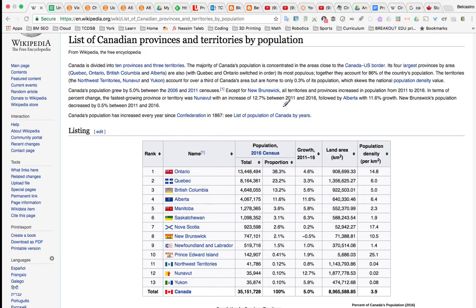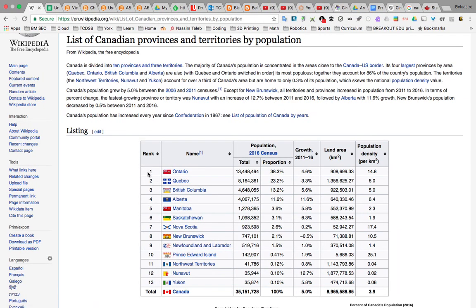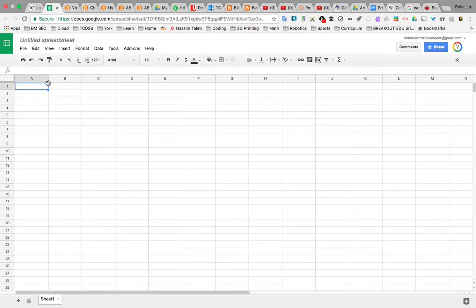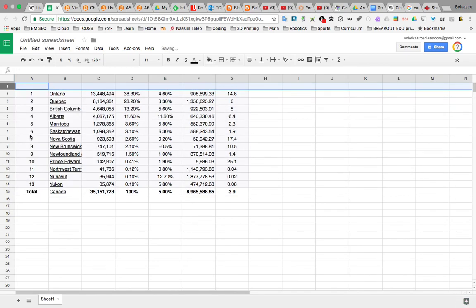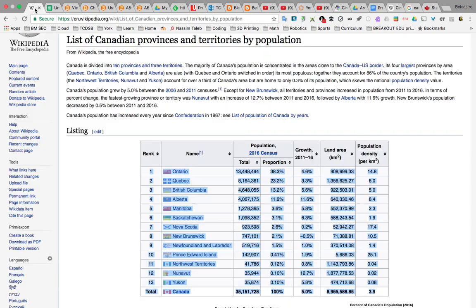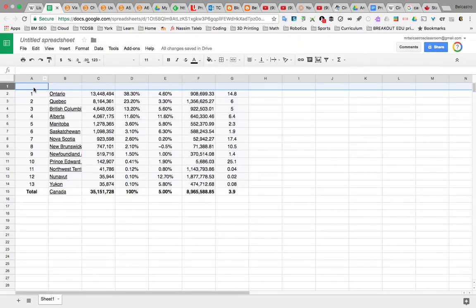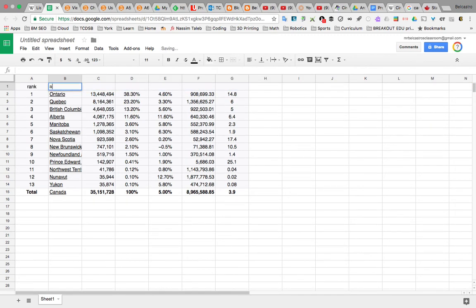So I'm going to slide over here, and I have a list of Canadian provinces and territories by population. We're going to copy it all. That's the total population of Canada. And we're going to put it into a spreadsheet here, which will help us take this information quicker. Let's insert one row above. The one thing we do need is the rank, name, and total population. That's what's important to us. So we're going to say rank, name, and population. I think it was the 2016 census.